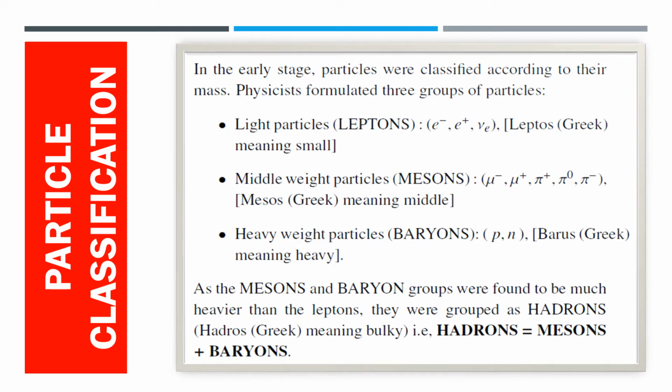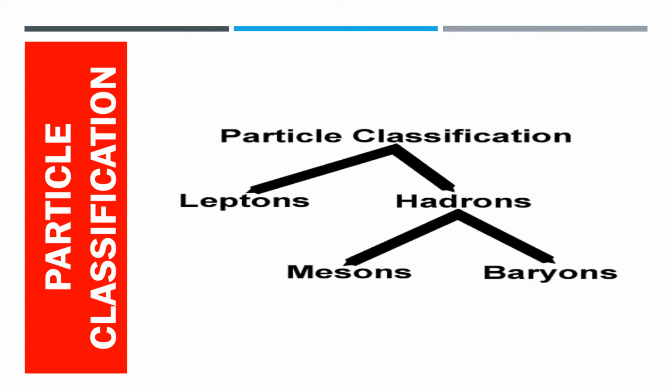Well, in the very early stage, particles were classified according to their masses. So particles with comparatively smaller mass are called leptons, with intermediate mass are called mesons, and with comparatively heavier masses are called baryons. Moreover, as mesons and baryons are comparatively heavier than leptons, they are clubbed together into a single group which is called hadrons. So, there are two major groups of particles, leptons and hadrons. Again, hadrons have two subgroups, mesons and baryons.